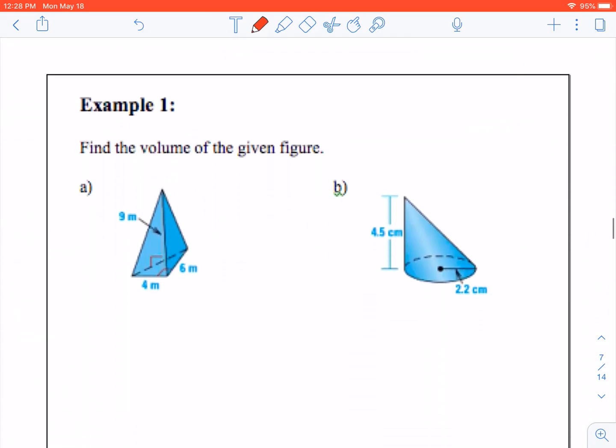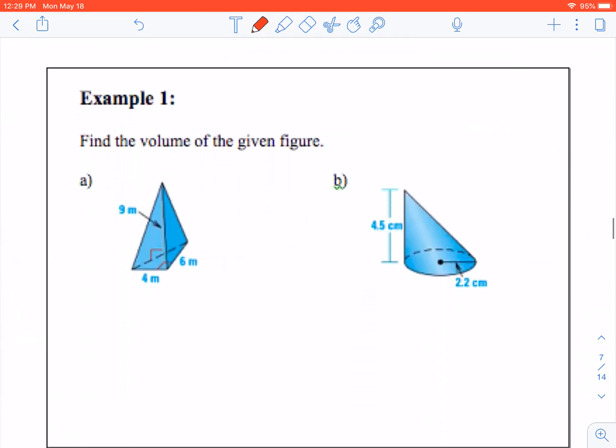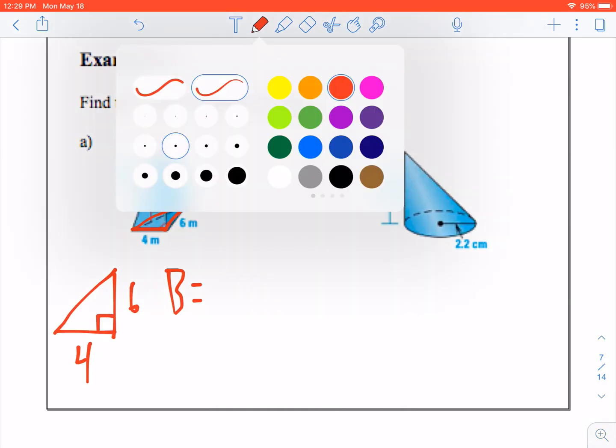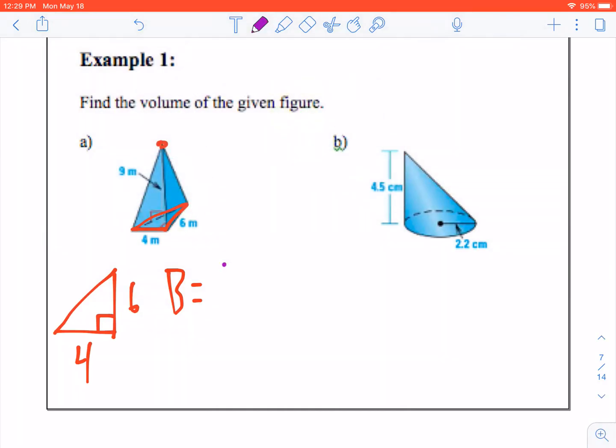Take a look at example 1 then. Find the volume of the given figure. In our pyramid, which is A, my base is my triangle that's here. If I were to redraw that, I had my right angle there. This is 4, this is 6. Area of the base then. Base is a triangle, so it's the base of the triangle times the height of the triangle divided by 2. 4 times 6 is 24, divided by 2 is 12. So the area of the base is 12.